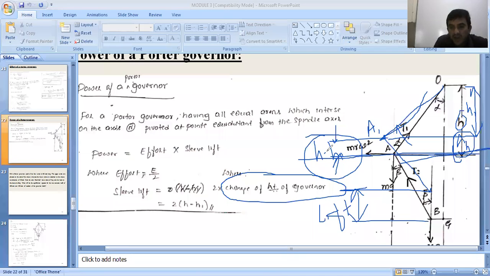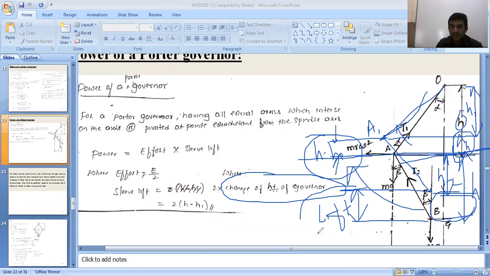Yes. Here on one side it is h minus h1. On the other side also, if you consider this as h, for example, again the ball moves here. Now this is called h2. Now this sleeve lift is h minus h2. That h minus h2 is twice of h minus h1. Don't get confused here. Better you go for sleeve lift. What is the sleeve lift? It is twice the change in height of the governor.